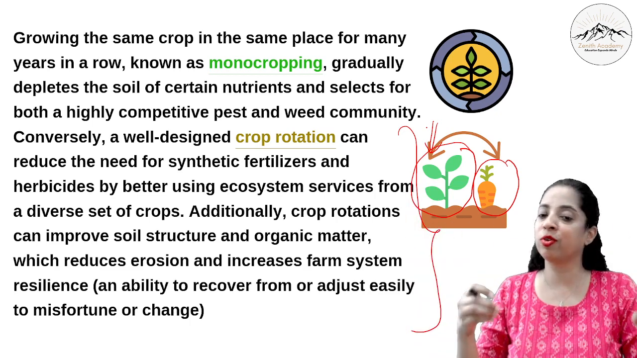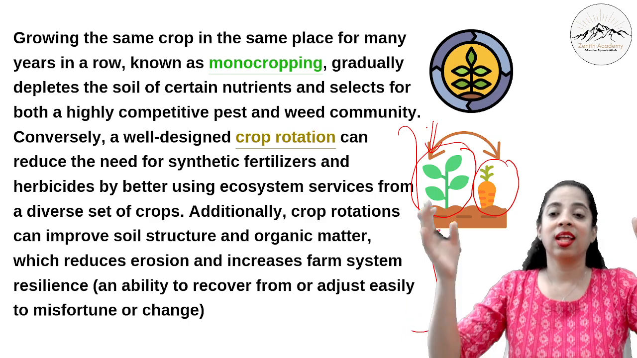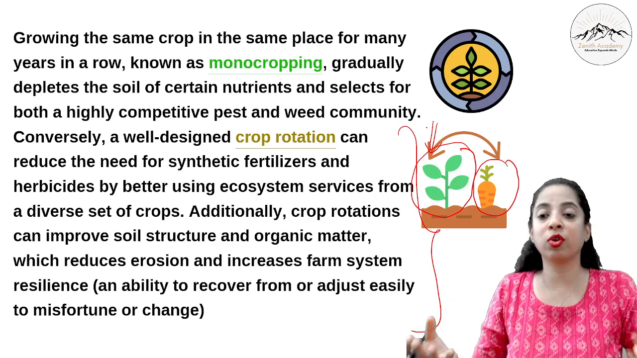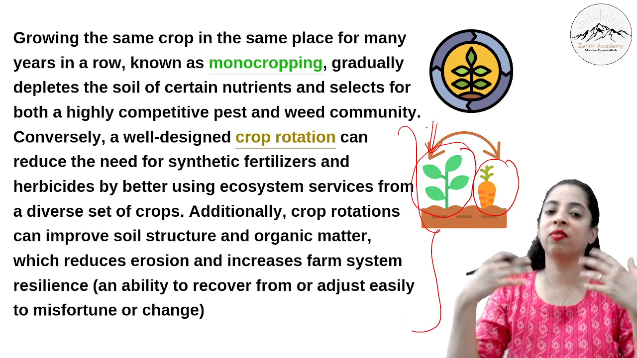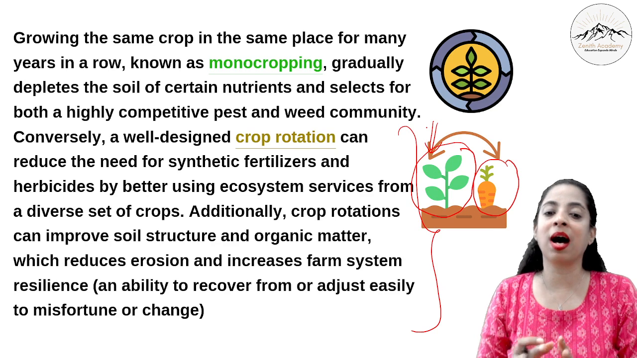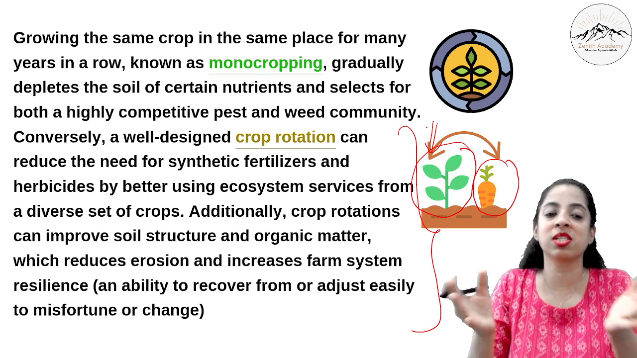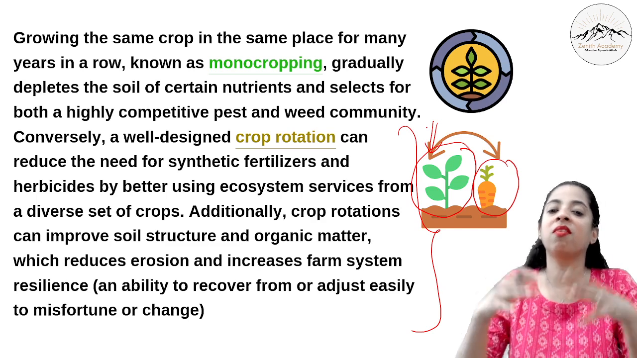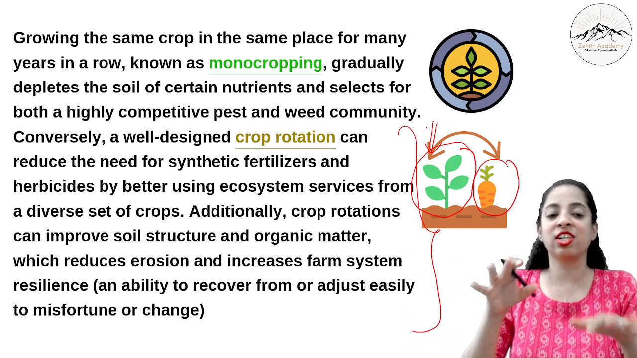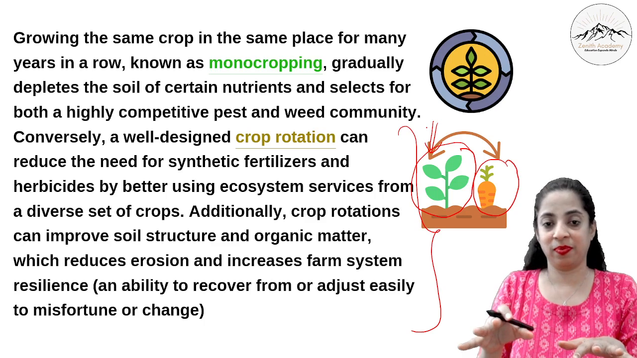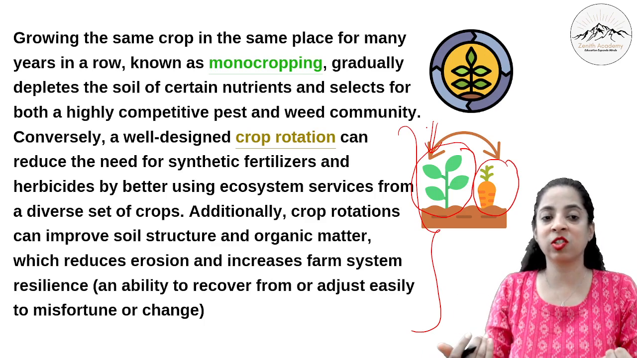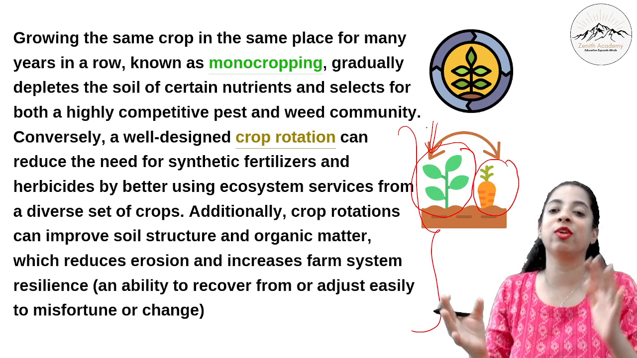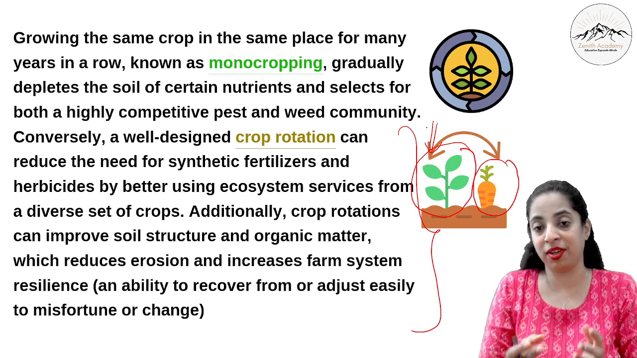First the crop has failed due to some misfortune. The next time if you grow the same plant, again that misfortune will happen, but if you grow some other plant, it will grow. So it increases farm system resilience, meaning it is now able to recover from, or adjust easily to, any change. Okay, so I hope this is very clear. It uses the ecosystem. When you keep on changing the crops, it uses the ecosystem for your benefit.